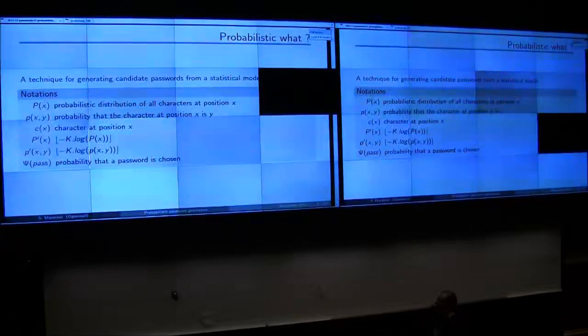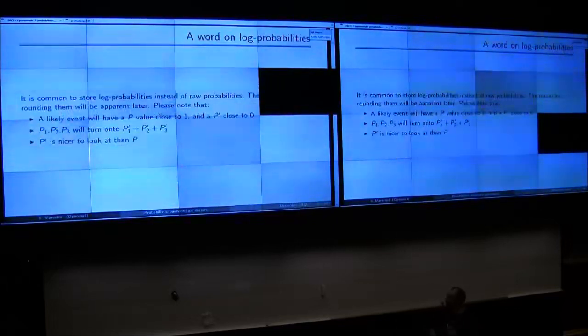I'm not going to talk a lot about all of this because it was all covered yesterday. Just note that my log probabilities are not computed in the same way, so the constant is outside the log, and it's also a negative constant, which means that a very likely event, with a probability close to 1, will have a log probability close to 0, and a very unlikely event will have a very high log probability.